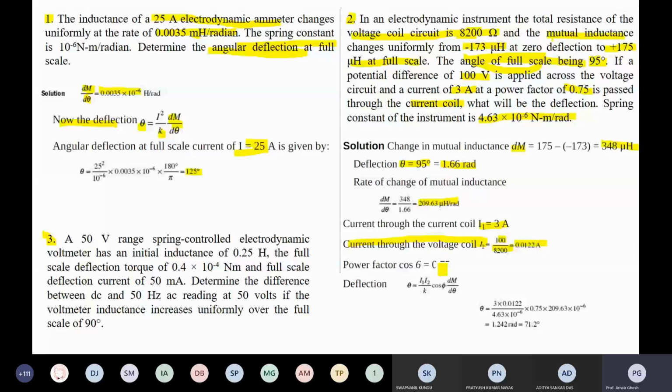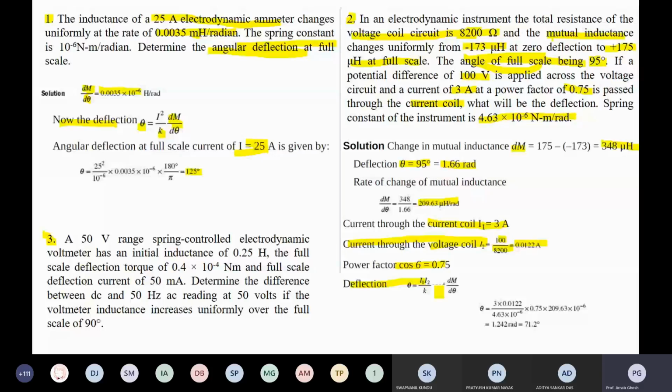What is the value of deflection? Okay, theta equals I1 I2 by K. I1 is the current passing through your fixed coil. I2 is the current passing through your moving coil. The current coil is the fixed coil, and the moving coil means the voltage coil, your movable coil. So I1 is 3 ampere, I2 is 0.0122, whole divided by K. The value of K is given 4.16 into 10 to the power minus 6.